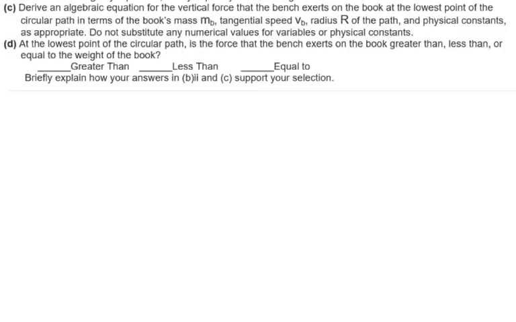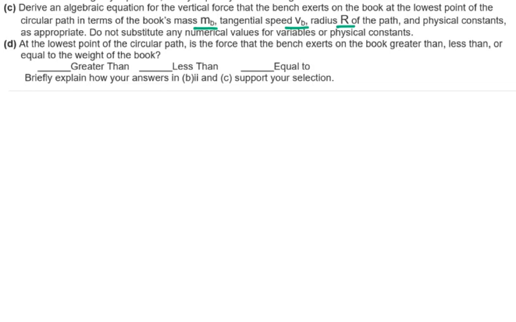For part C, they ask you to find the algebraic equation for the vertical force that the bench exerts on the book at the lowest point of the circular path in terms of the book's mass. So we can use the mass for our expression, the tangential velocity and the radius of the path, and physical constants as appropriate. Do not substitute any numerical values for variables or physical constants.